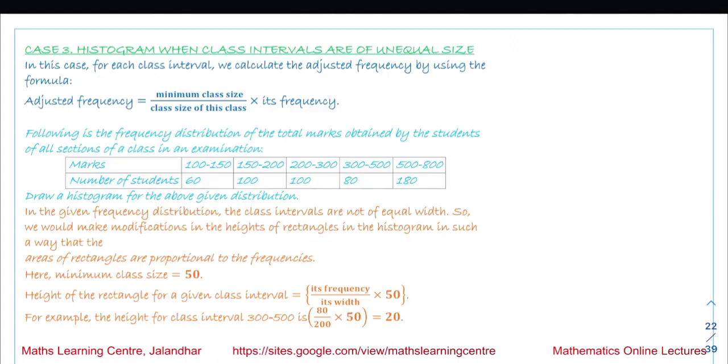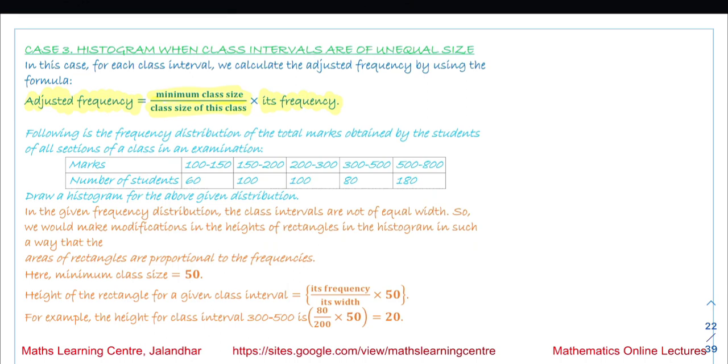Now next we have the histogram when class intervals are of unequal size. In this case, we have to calculate the adjusted frequency by using the formula. The adjusted frequency is equal to the minimum class size over the class size of this class, into its frequency.